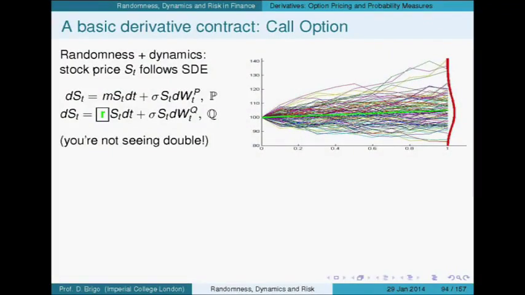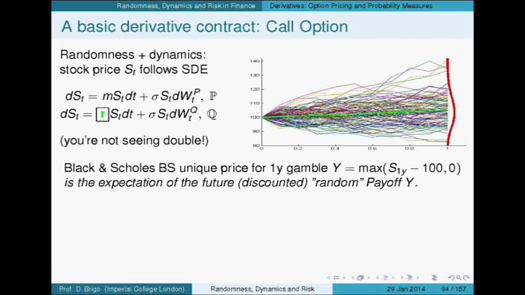If it goes down, nothing happens. You don't lose. So how much should you pay initially to the bank to be given this opportunity to gamble? And you have two equations here, and you're not really seeing double. And we'll see why you have two equations in a second. But let's have a look at what the theory is telling us, okay?